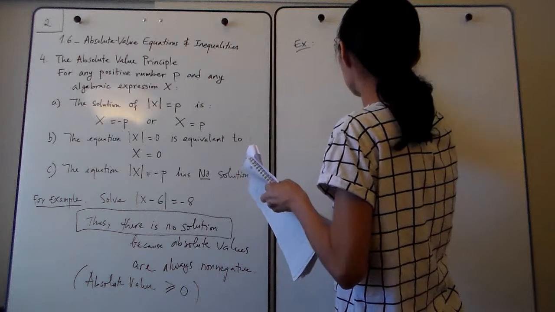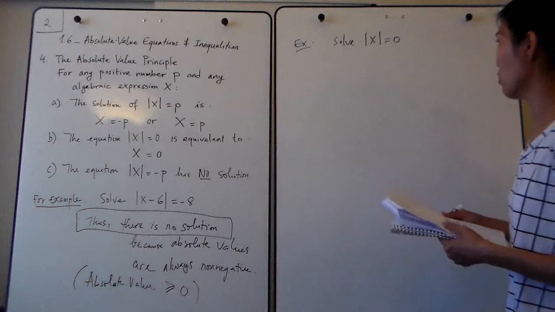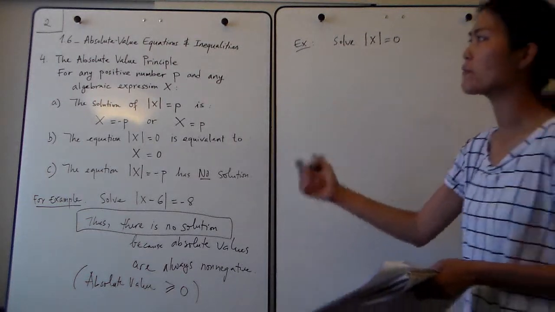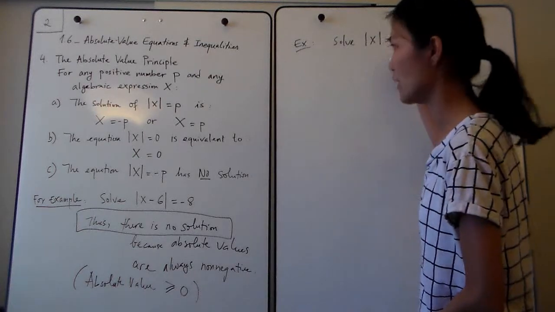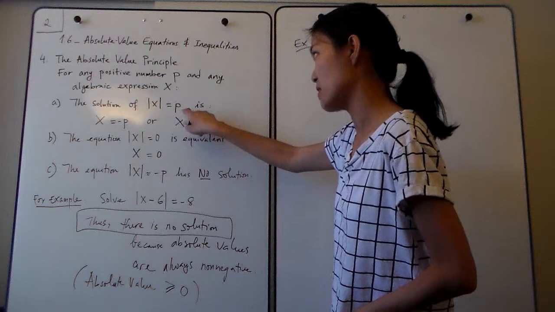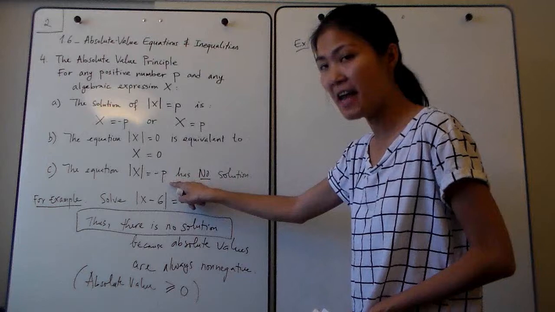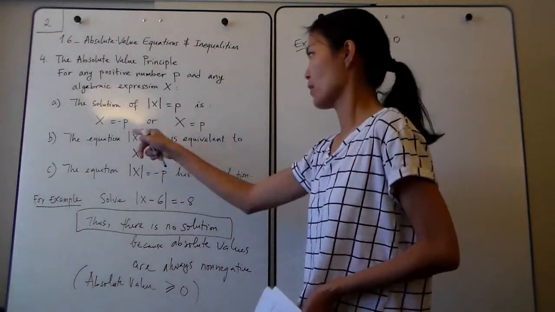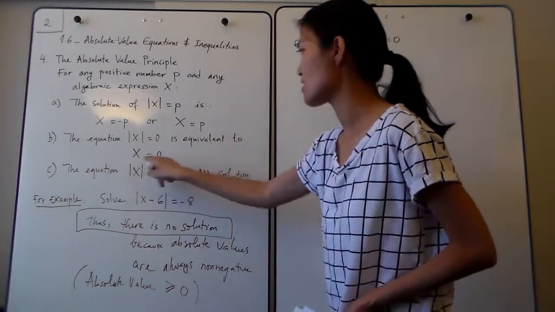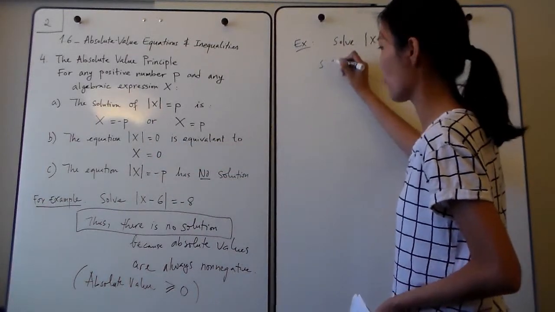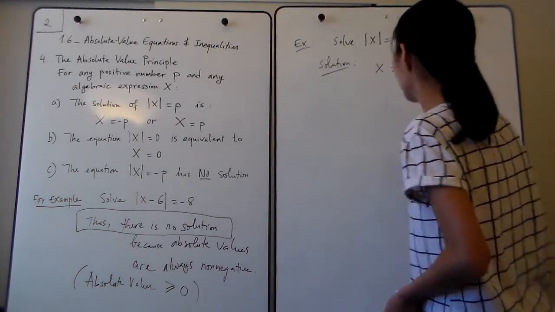I have another example here. Solve the absolute value of x equal to 0. So which principle are you going to use? 0, right? P is positive, so P is not 0. You cannot use the first one. Look at the second one. Not the third, right? The third is negative. So we're going to use this one. The equation of the absolute value of x equal to 0 is equivalent to x equal to 0. So x equal to 0 is the solution.